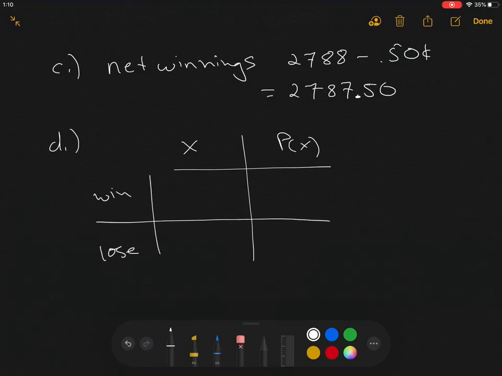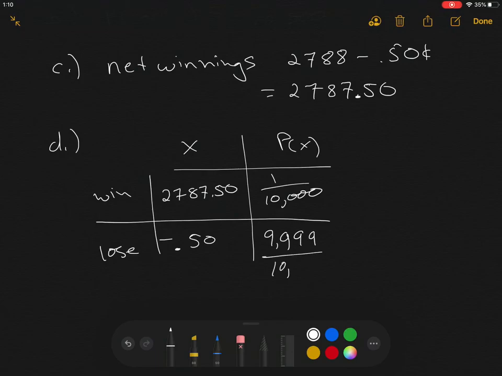What can you win? Well, you can win a total of $2,787.50. Notice that's the net profit. With what probability? You will win that with 1/10,000th probability. How much do you lose? If you don't win anything, you lose your 50 cents. With what probability? This is a tricky part. Remember, the column of probability has to add up to 1. So 9,999/10,000ths would be that probability.